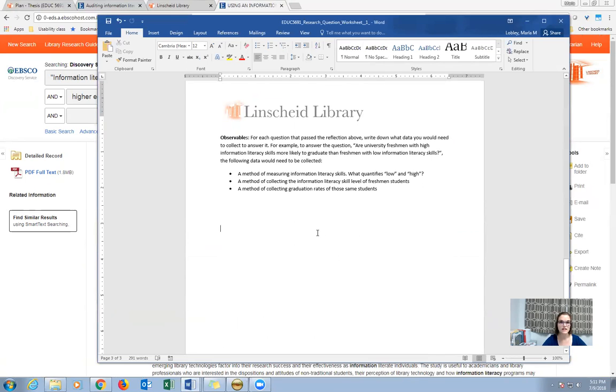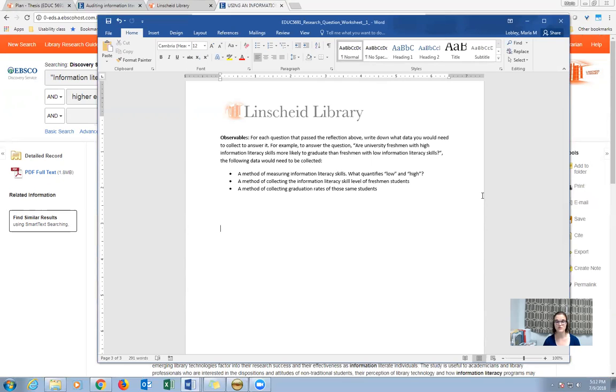And then before you set your mind on that question, you want to make sure it's something you can actually study and measure. So decide what your observables are. So for our example question, we would need a method for measuring information literacy skills, because we need to determine which students have high skills and which students have low skills. We would need a method of collecting that information literacy skill from freshman students. So once we have the tool that we use, we need to actually have a population of students to measure it with. And then we would need a method of collecting graduation rates for those same students.